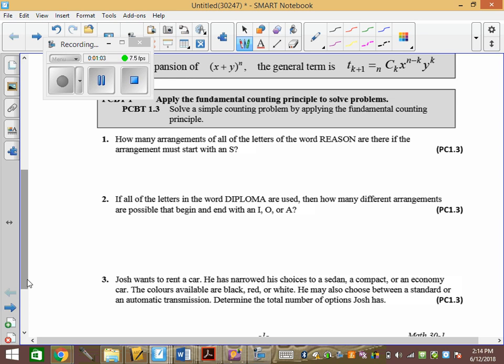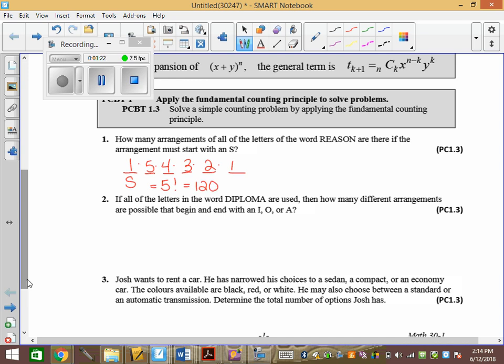Reason doesn't have any. I always write the word out. Reason: 1, 2, 3, 4, 5, 6. It must start with an S. How many S's? 1. And then 5, 4, 3, 2, 1, which is the same as 5 factorial, or 120.